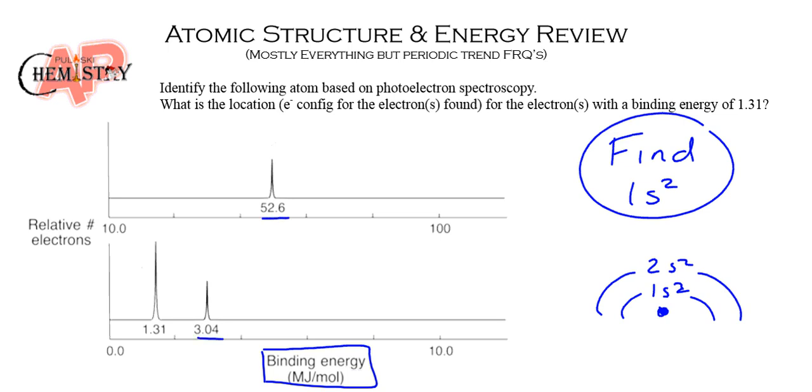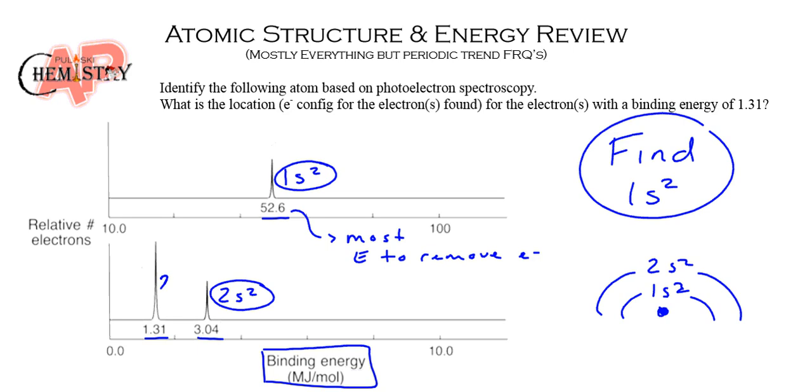So I have 3 values, 52.6, 3.04, and 1.31. You have to recognize that this is signifying that it takes the most energy, the strongest attraction, the most energy to remove an electron. So if that's the case, this is my 1s2. So then you go forward from that. Well, this must be my 2s2. So then this is my 2p something. And that's the trick. What is that?